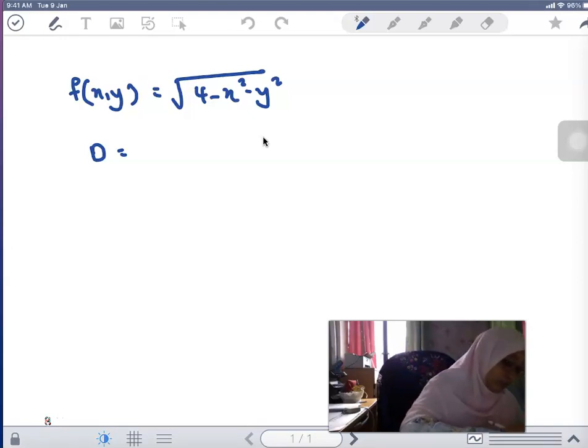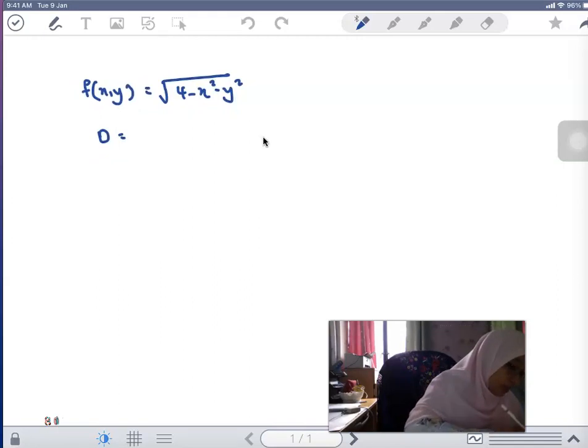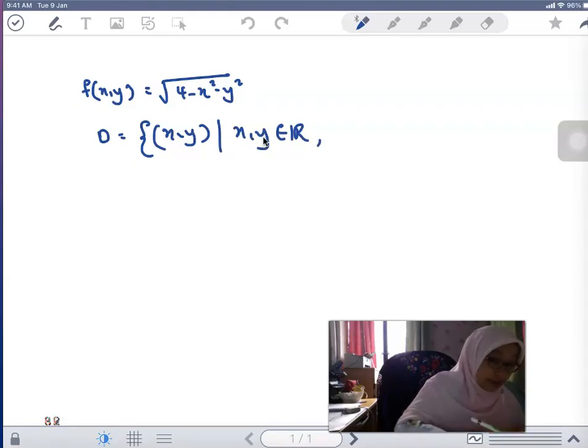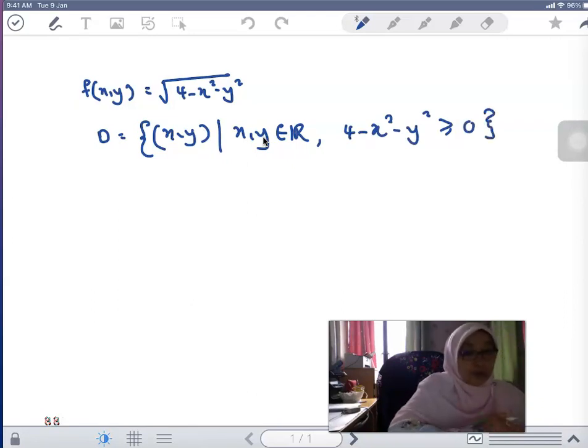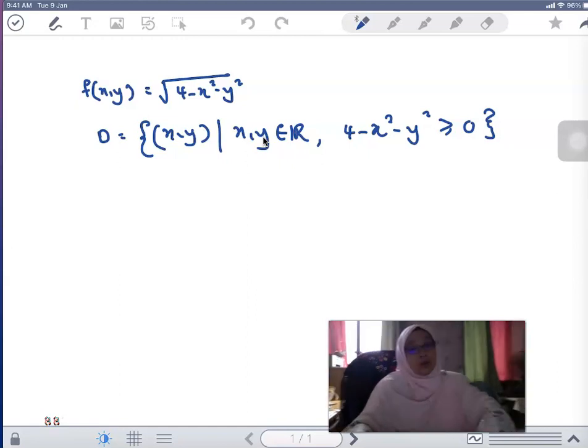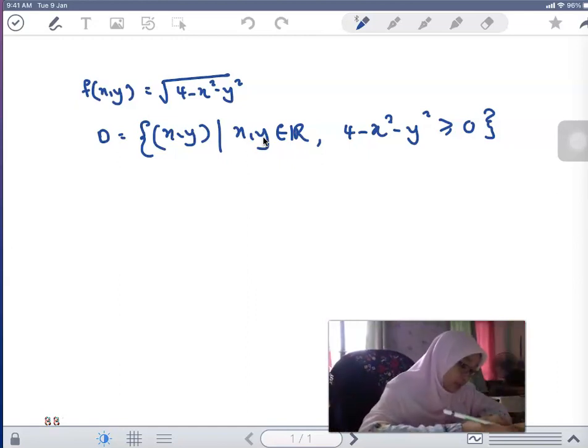So the domain is the set of (x, y) where x, y are real numbers, and then from the function we know that the value of 4 minus x squared minus y squared should always be positive and can be equal to 0 as well. Okay, now the range. The range is the value of z, and z is a real number.